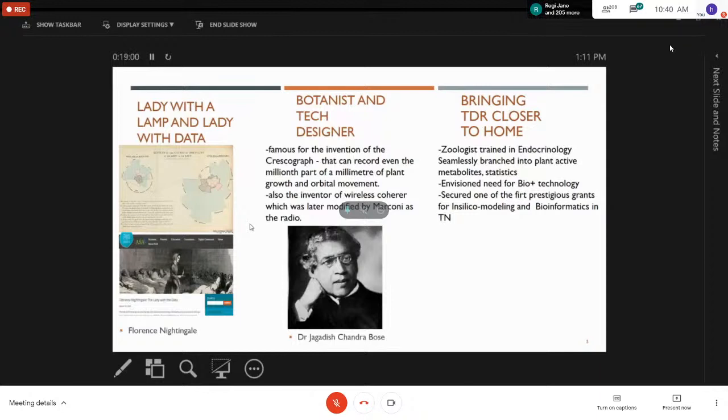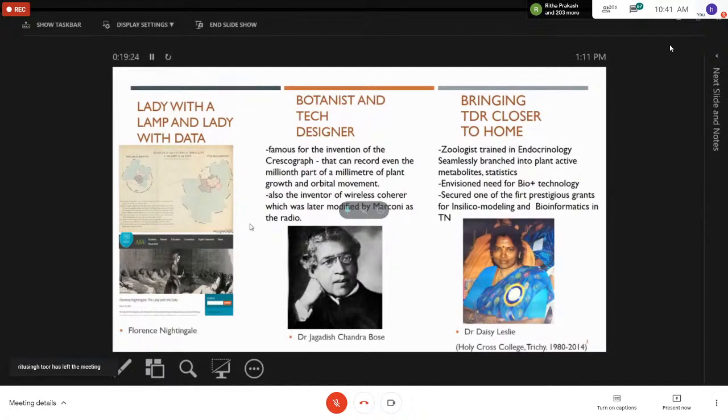And she was one of the persons who conceived the idea of having biotechnology in Holy Cross College, one of the many who came up with the idea. And she secured the first prestigious grant for in silico modeling and bioinformatics, the first one in Tamil Nadu, and the first women's college in India to do that, way back in the early 2000s. And this is none other than your very own Dr. Daisy Leslie, who was at the college, Trichy, from 1980 to 2014. So we have many luminous examples right from far away to closer to home, saying that transdisciplinary research is something that we can do, something that has been done, and something that's very interesting, right?